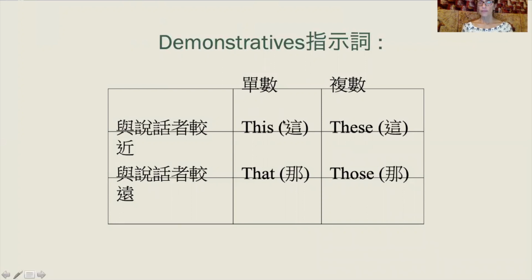If it's one, then it's this apple. If you have it, it's right by you, right nearby. If it's more than one, 复数, it's these apples. These apples right here on the table by me.